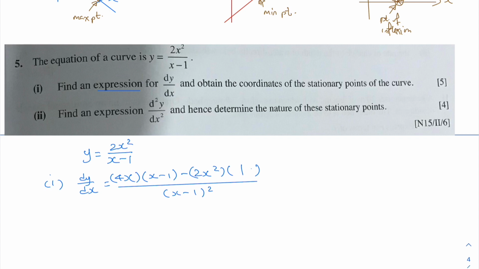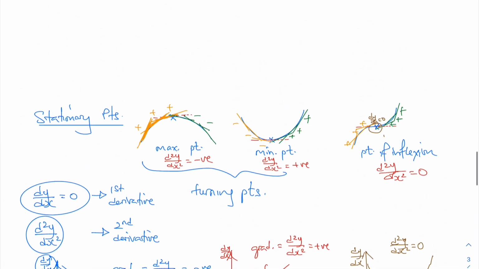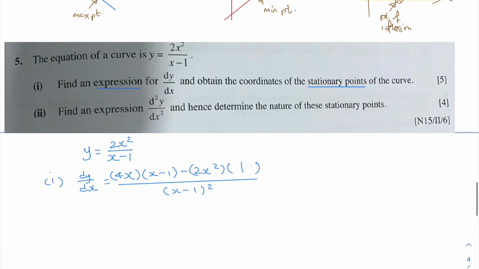Find the expression, and obtain the coordinates of the stationary points of the curve. What do you know about the stationary points? dy/dx has to be equal to 0. Correct. So let's equate this to 0. And we know the denominator cannot be 0, so the numerator has to be 0. Therefore, 4x(x minus 1) minus 2x squared times 1 is equal to 0.